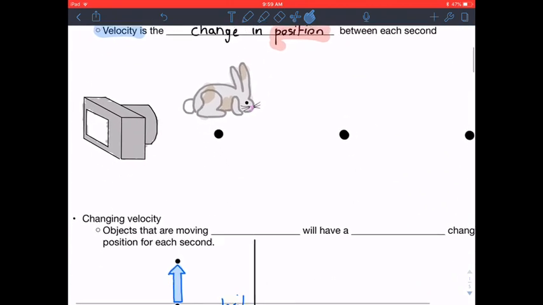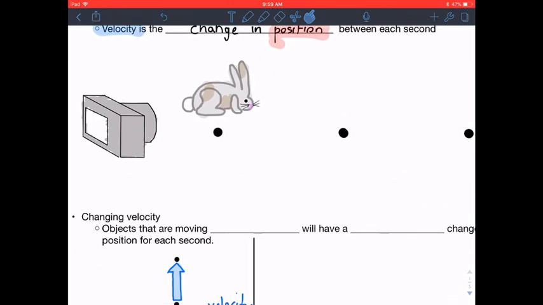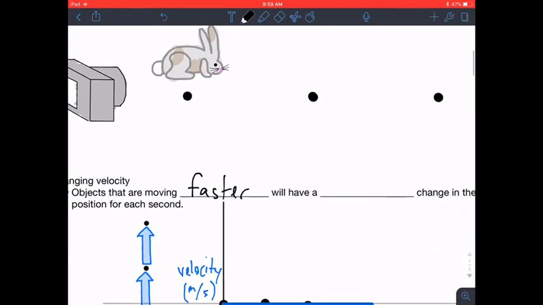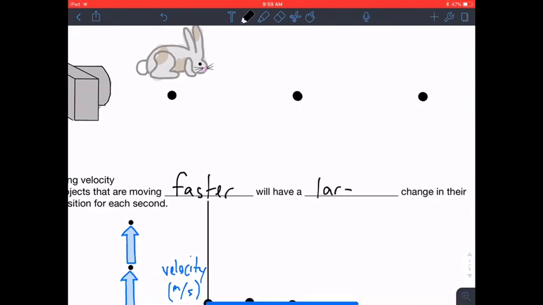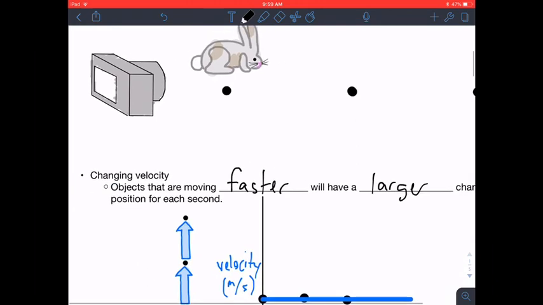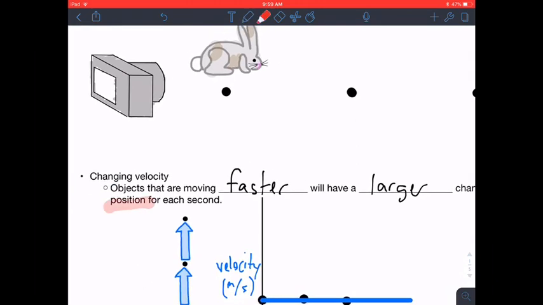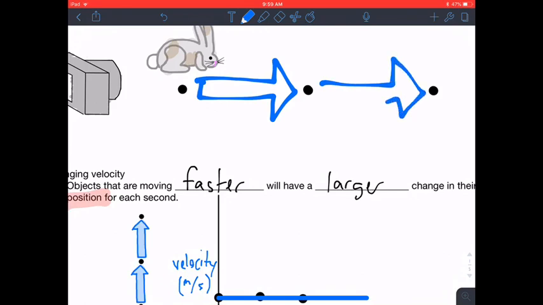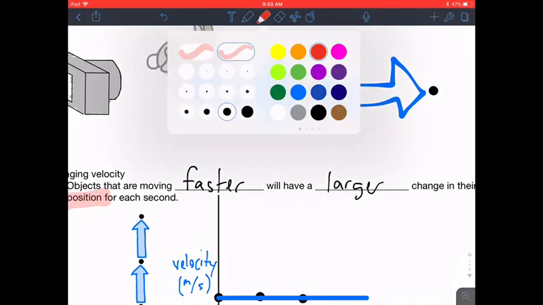So now let's look at this rabbit. And again, this rabbit is going to be moving faster. Objects that are moving faster will have a larger change in their position each second. And if they have a larger change in position, then they're going to have a larger velocity vector, or a bigger arrow, we could say.